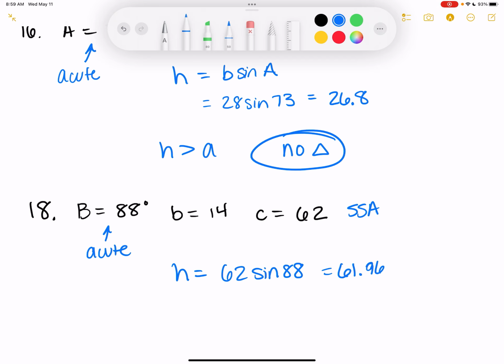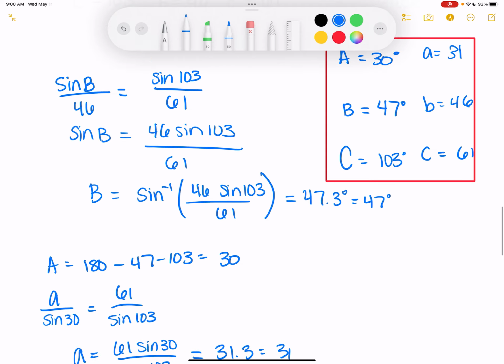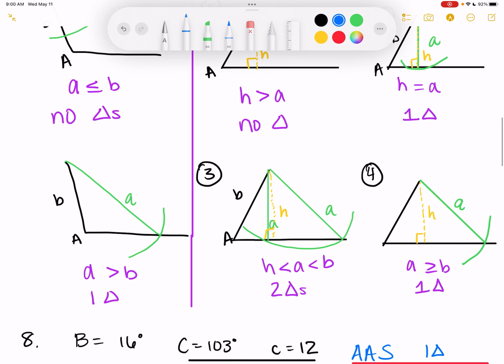Sounds great. So H is greater than B but less than C. H is greater than B. So it'd have to be the first one, a triangle. Yep.